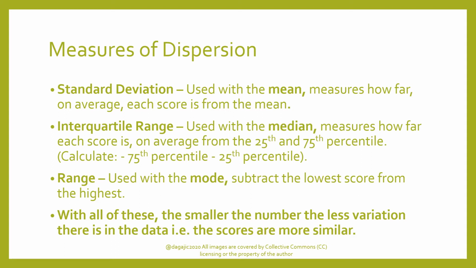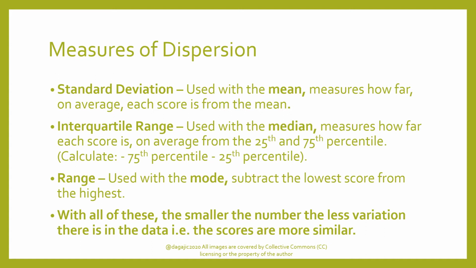So standard deviation then, we'll use that with the mean and it measures how far on average each score is from the mean. So are all the scores pretty closely clustered around the mean or are they clustered at each end? If your standard deviation is small, then that means that most of your scores are very close to the mean. The interquartile range we use with the median.